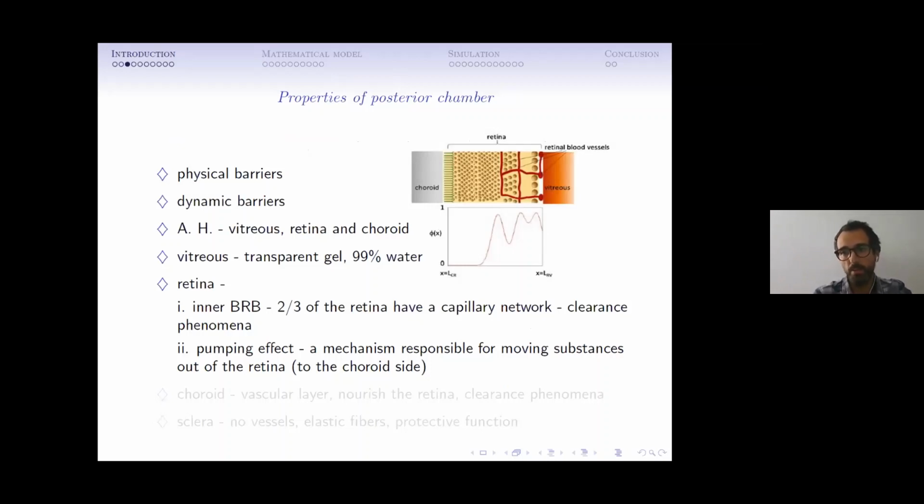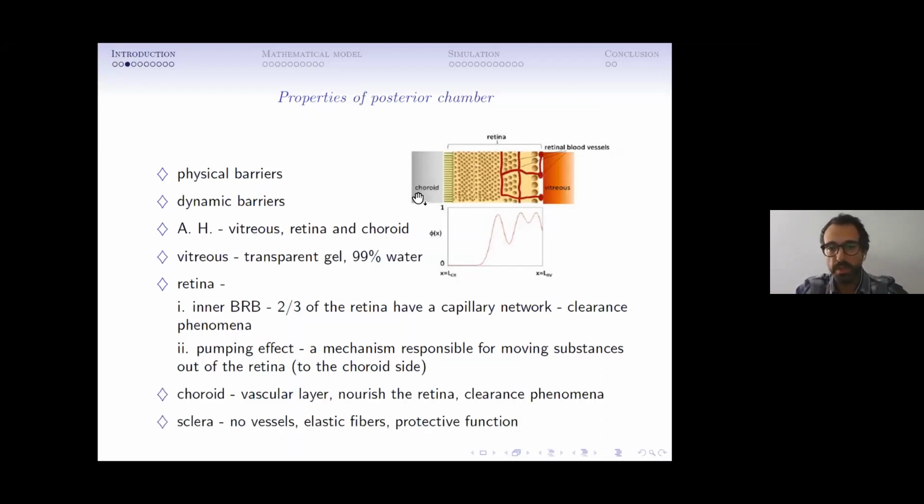About the retina, we need to know two main properties. One is related to the clearance phenomena, which is related to the inner blood retinal barrier, and the other is related to the pumping effect. That is a mechanism that is responsible for moving some substance to the side of the choroid. We also need to know that the sclera is a layer without vessels, and that the choroid is the most vascular layer. So in the choroid, we need to consider a clearance phenomenon of the drug.